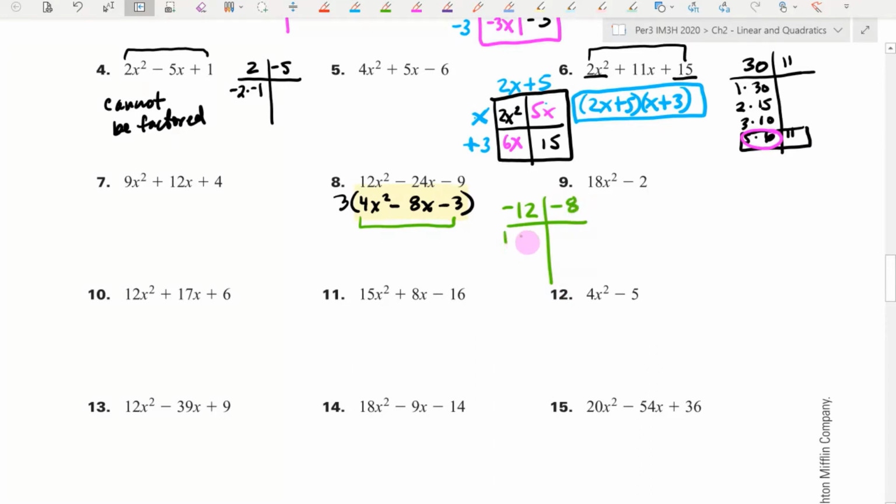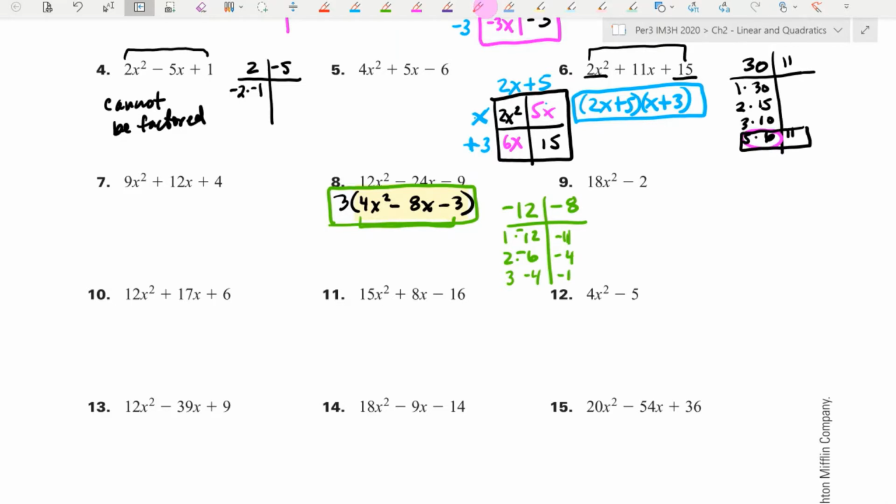So we have 1 times 12, 2 times 6. Now if you do 2 times 6, one of them will be negative, but it does not give you -8. That gives you -4. Okay, this gives you -11, and then we have 3 times -4, which is -1. So none of those work, so this is your answer. A lot of you used -6 and -2. You cannot use -6 and -2 because the 12 is negative. If the 12 was positive, then you could factor this further.